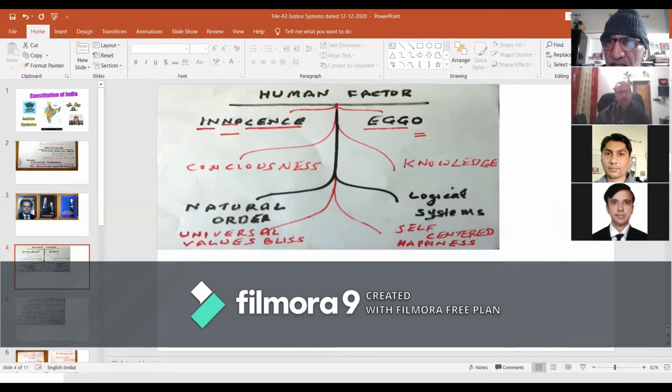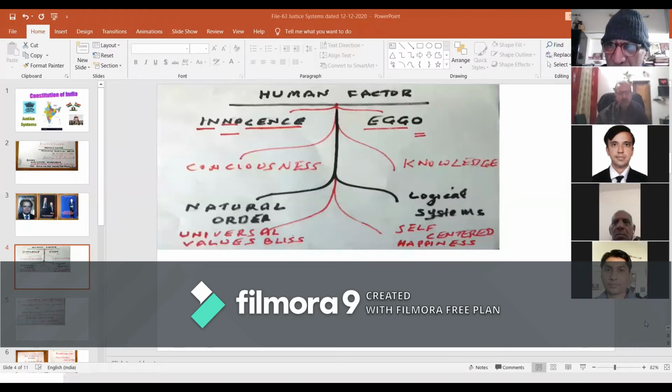The functional efficiency, the functional spectrum, the functional range within the existence phenomenon of human beings as natural persons can be viewed taking innocence as one bank of a river and ego as the other bank of the river. This will further, at the next layer, take us to consciousness on one side and knowledge on the other side. That natural life phenomenon within the human frame can initially be taken as a river flowing between two banks, one bank being innocence and the other bank being ego.